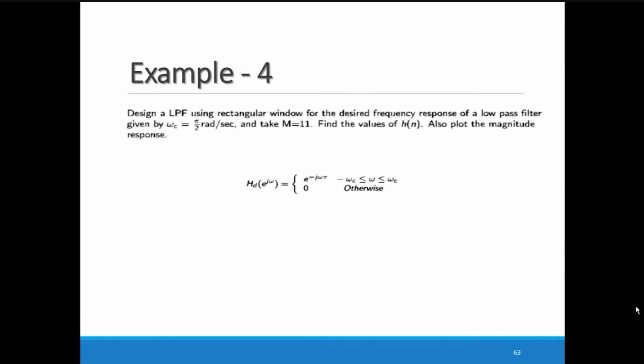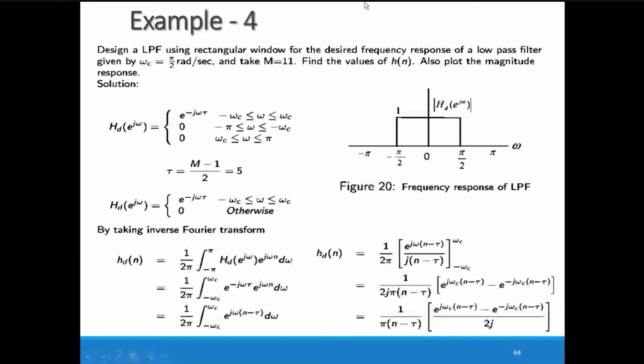Just wait. Here, Hd e raised to j omega, we can write like e raised to minus j omega tau, minus omega c less than or equal to omega less than or equal to omega c. Another is minus pi less than or equal to omega less than or equal to minus omega c, and omega c less than or equal to omega less than or equal to pi. So these are the three different ranges we have taken, and according to that, when you plot that, you find that this is nothing but the plot of a low pass filter.